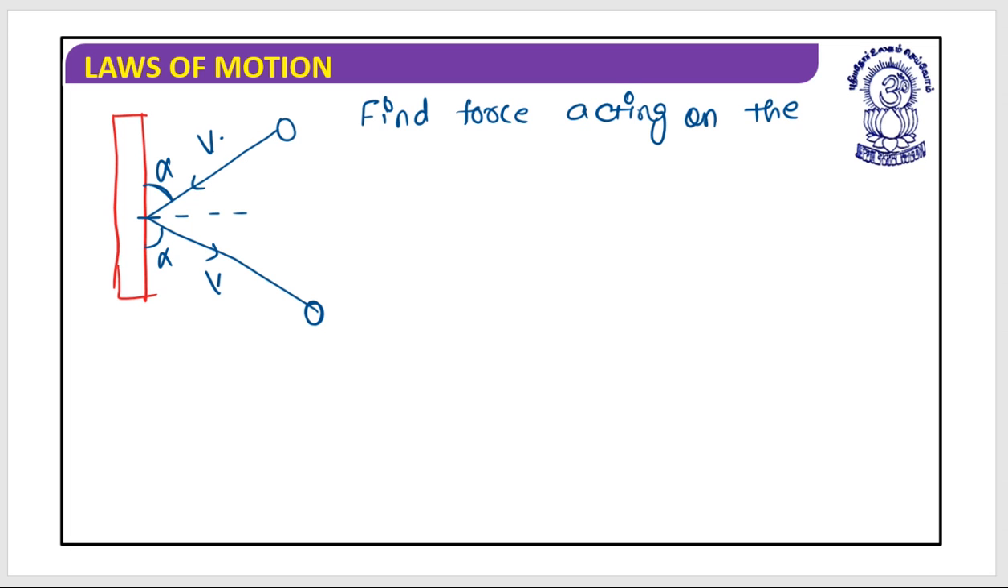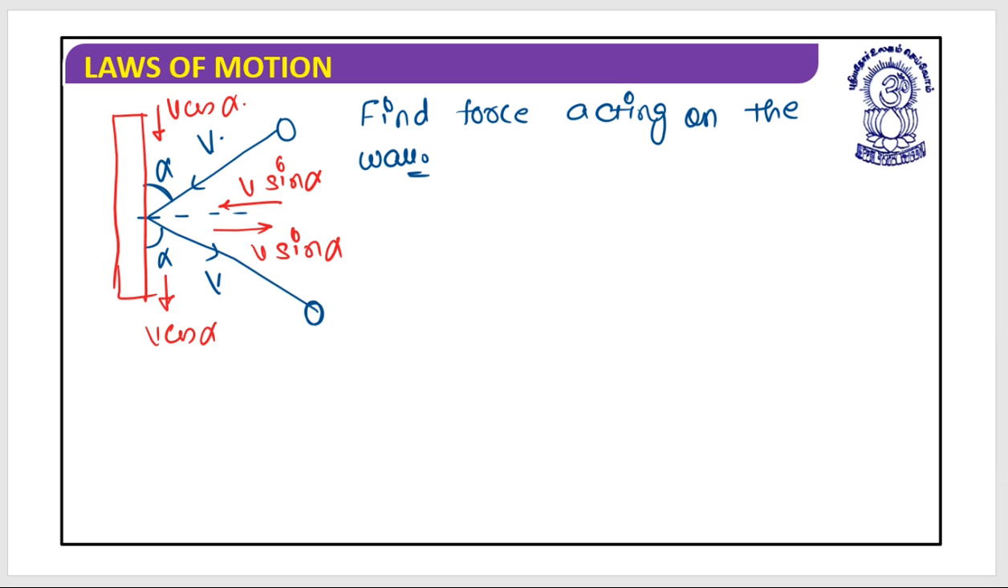You need to find out the force acting on the wall. So if this is v, I could write it as v cos alpha, and this is v sin alpha. These two are the input terms, and after rebounding this could be written as v cos alpha, and this could be written as v sin alpha.